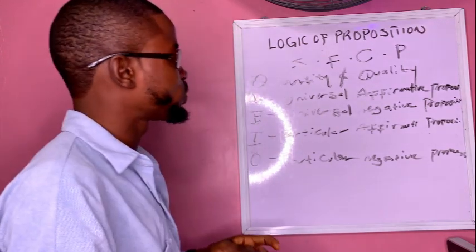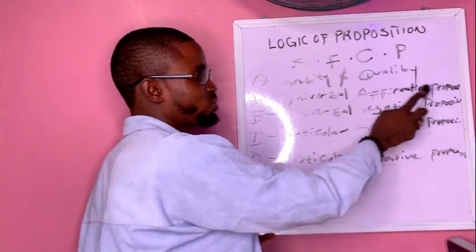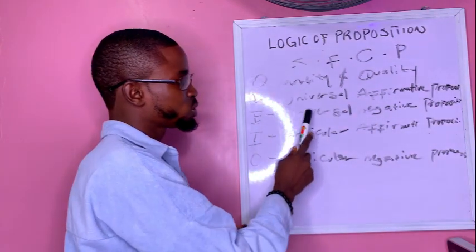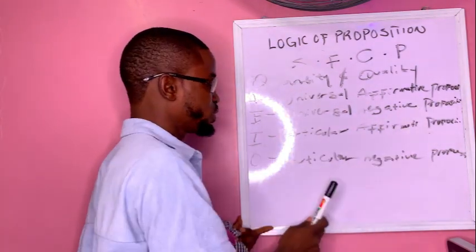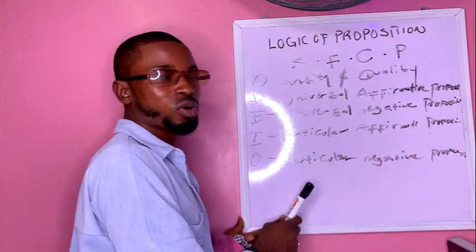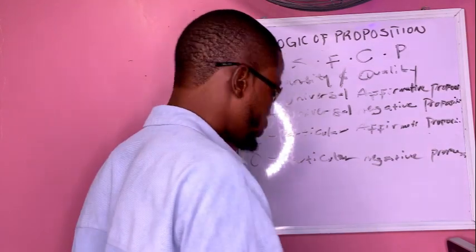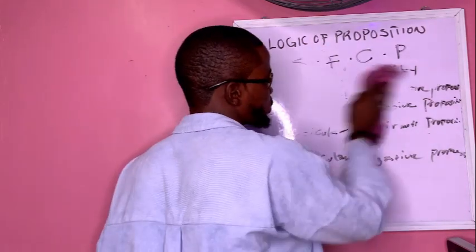So with our knowledge of quantity and quality, A proposition is universal affirmative proposition. E proposition is universal negative proposition. I proposition is particular affirmative proposition, and O proposition is particular negative proposition. So now let's go to the concept of distribution.